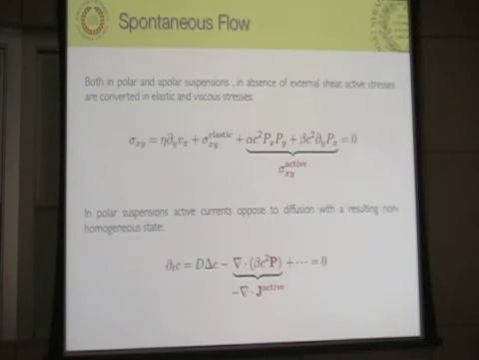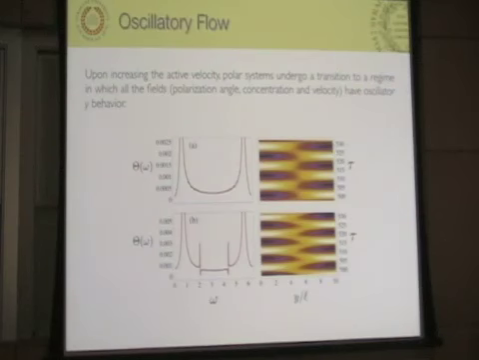Now, this is not the entire story, though. If you keep increasing this beta parameter that represents the velocity with which particles are moving in the direction of the polarization, at some point you will hit a regime in which all the dynamic fields, so the polarization angle, the concentration, and the velocity, are oscillating in time with some frequency, which at least at the onset of the oscillatory behavior is proportional to the square root of this velocity.